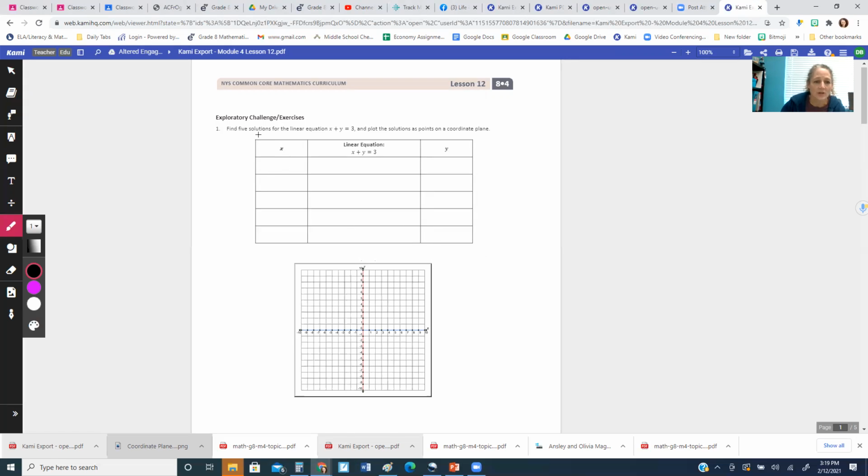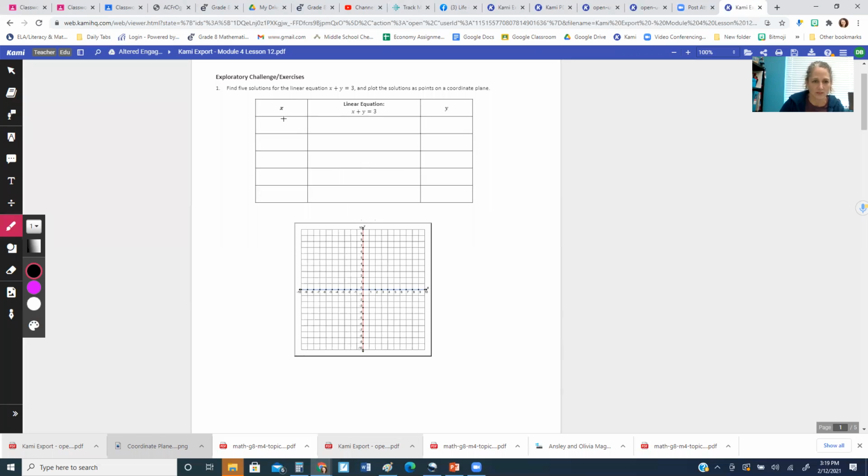Okay, so we're going to find 5 solutions, and then we're going to plot the solutions as points on a coordinate plane, and we're going to see something about these points. So we know that x plus y equals 3. This is very similar to what we did before. Let's make it a little bit easier. What if x is 0? Then what's y? Let's find out. So we have 0 plus y equals 3. Well, y equals 3. Boom.